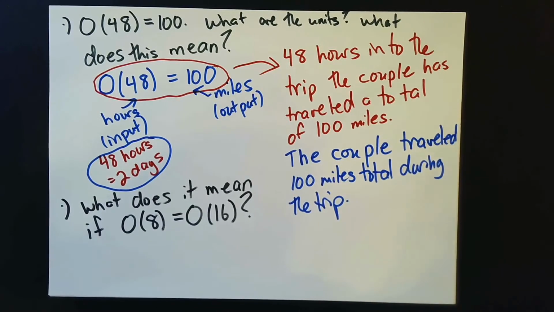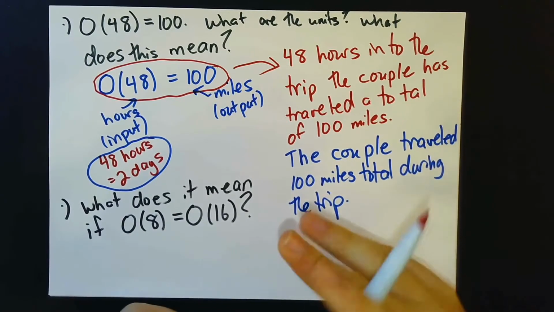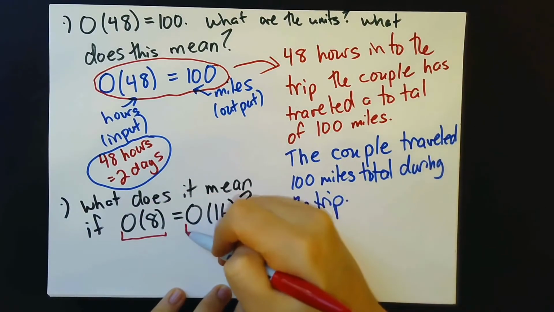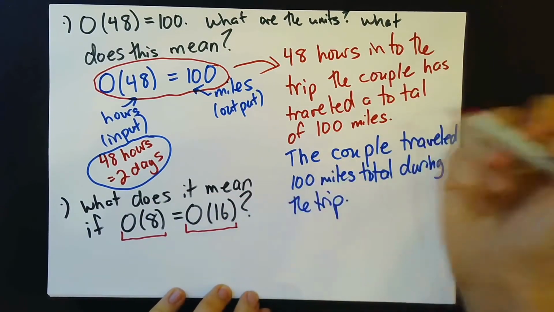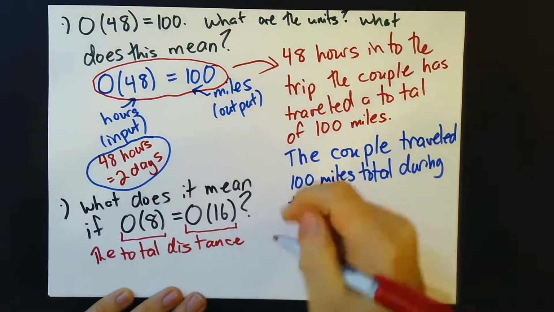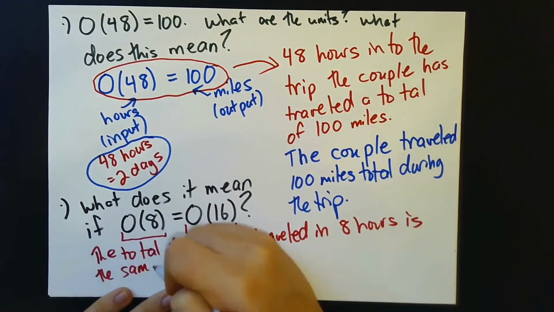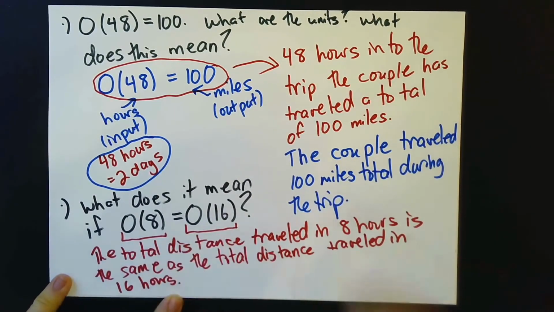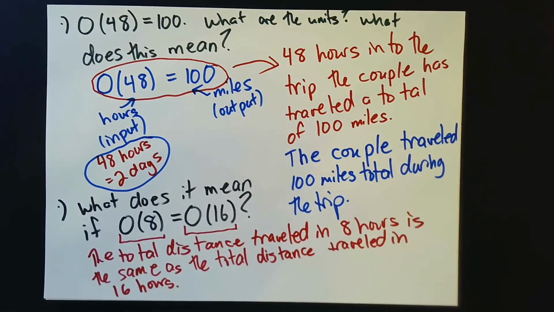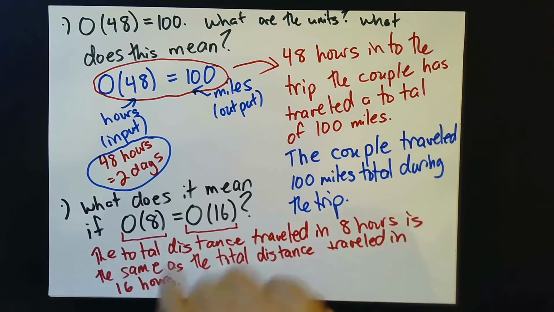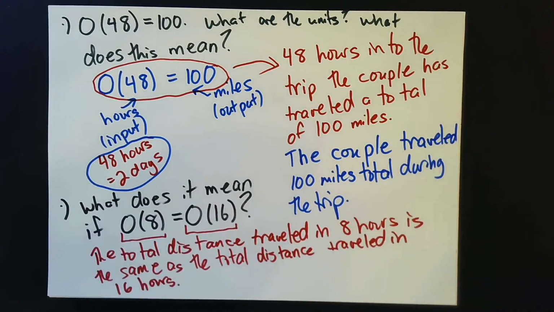Well, one very unhelpful way to answer this is to say, well, this is the total distance traveled in 8 hours, this is the total distance traveled in 16 hours, and so we could say the total distance traveled in 8 hours is the same as the total distance traveled in 16 hours. But I would claim that although this is accurate, it is not a very good interpretation of what this means.